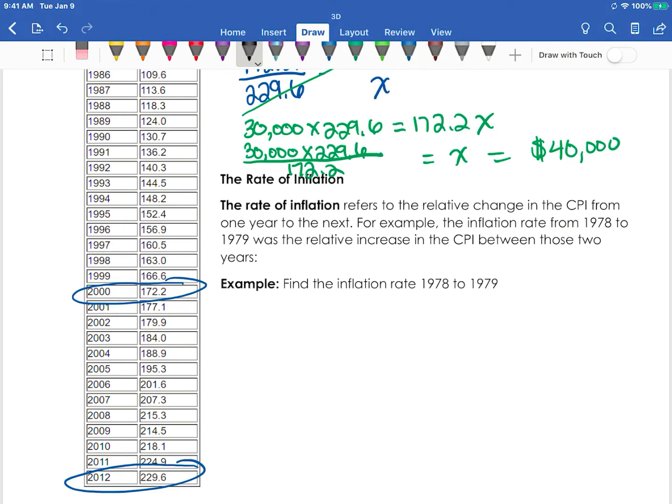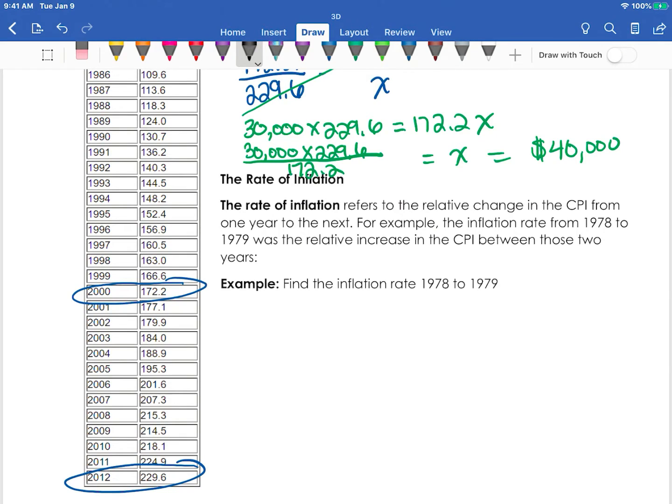Now, when we want to find the rate of inflation, that's basically the relative change from one year to the next in terms of the CPI. So if we want to find the inflation rate from 1978 to 1979, that's just finding the relative change of the CPI.